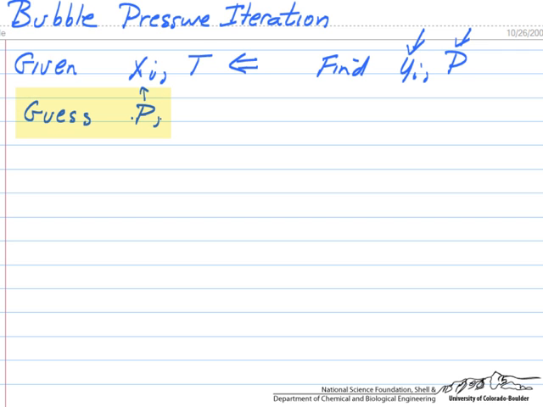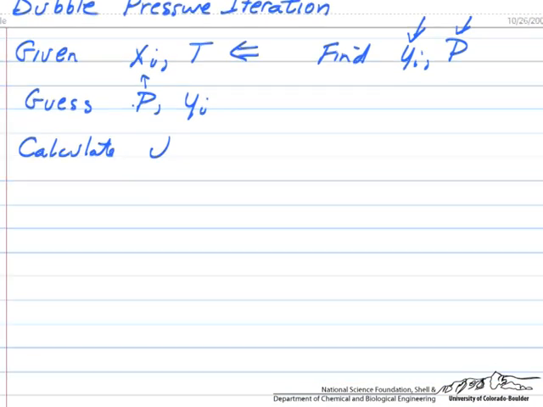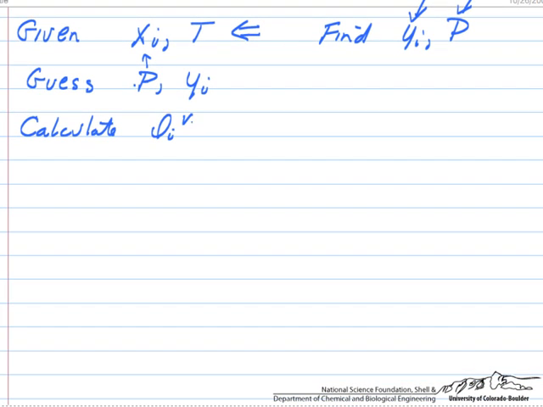We guess the pressure. We guess the mole fractions in the vapor phase. This allows us then, for example, to use the equations of state, and we could calculate the fugacity coefficients in the vapor phase and the fugacity coefficients in the liquid phase. And so we could use, for example, an equation of state to do this. We're basically calculating fugacity coefficients divided by pressure.